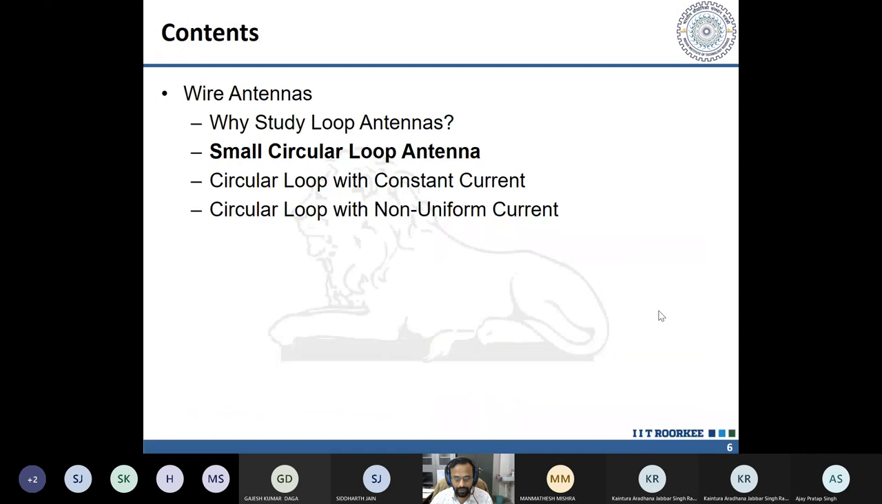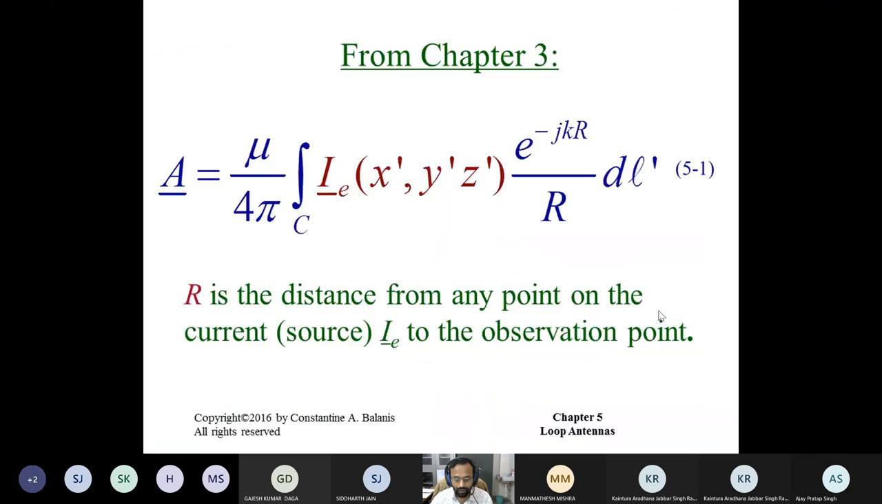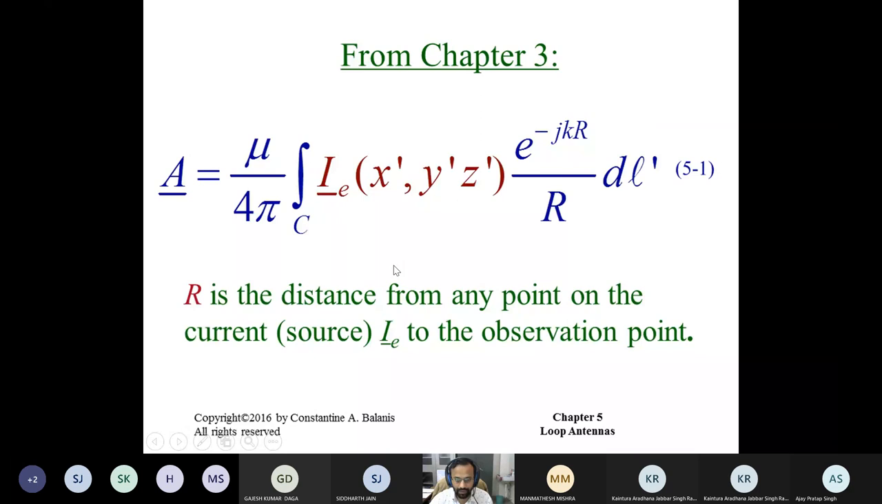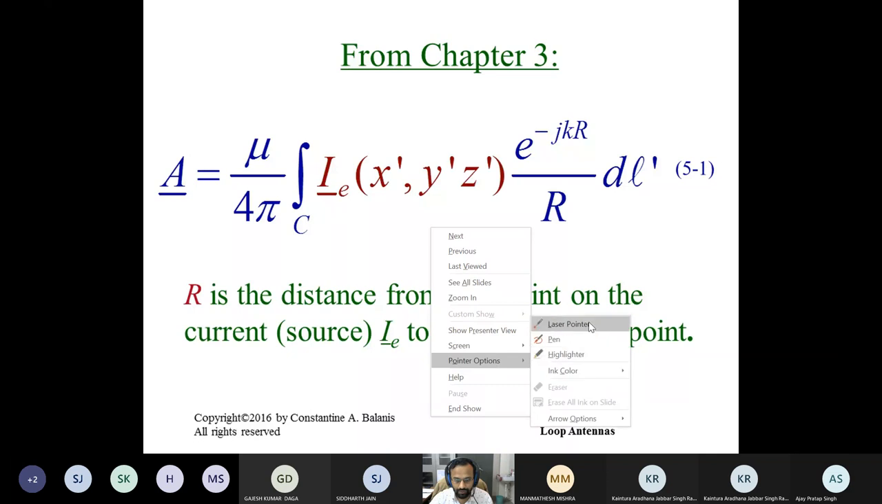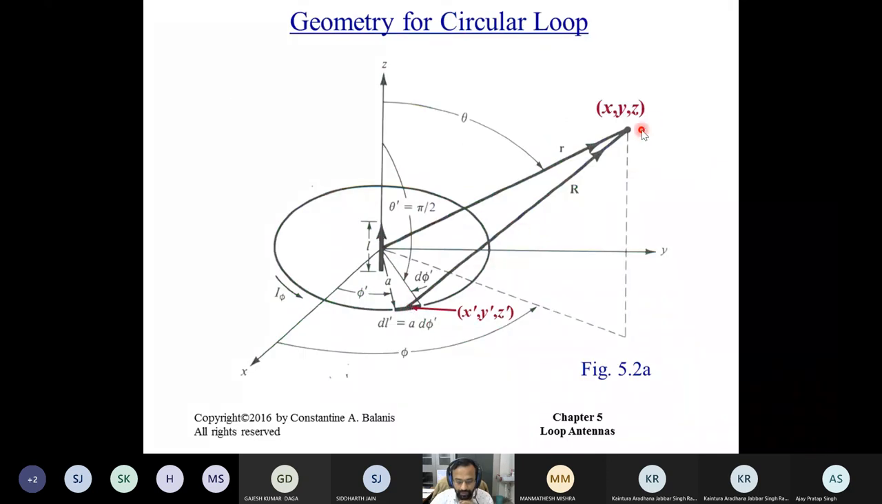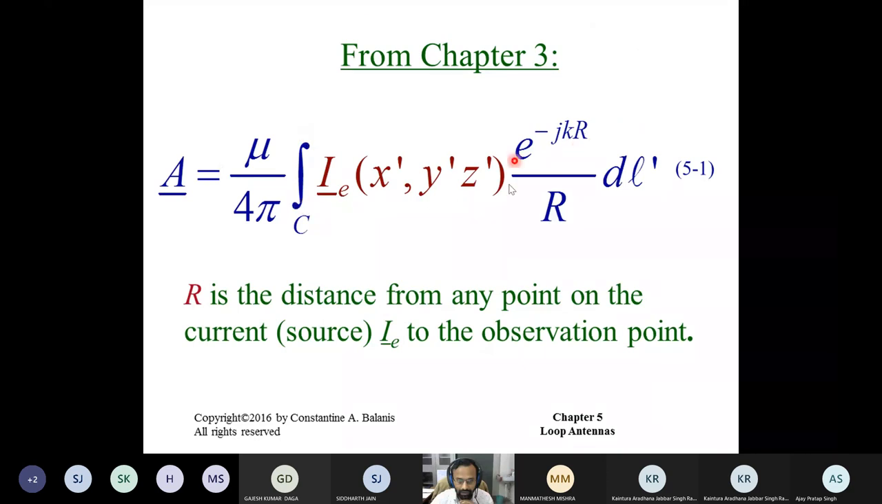And we looked into small circular loop antennas. When we say small, we mean that the radius of the loop is extremely small compared to the distance to the observation point. In such antennas, we know how to analyze loop antennas, or any wire antenna in general. We want to evaluate the auxiliary vector potential. To evaluate it, we need the current distribution and the space factor. First we saw what the space factor, capital R, is. Capital R is the distance from the observation point to the point on the antenna, so it keeps varying as we move along the antenna, and when we integrate along the length of the antenna, the space factor is going to vary.